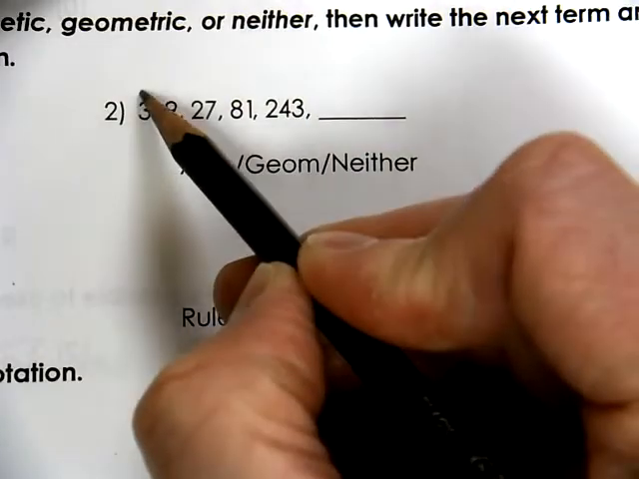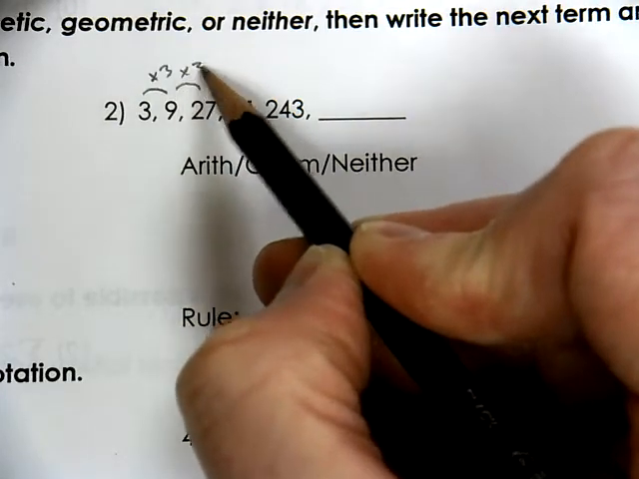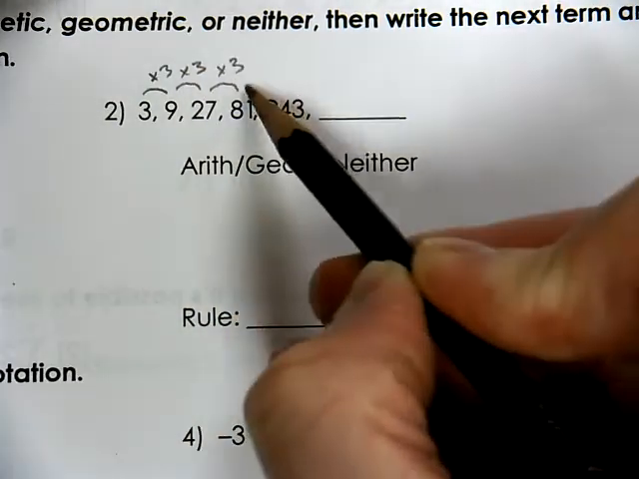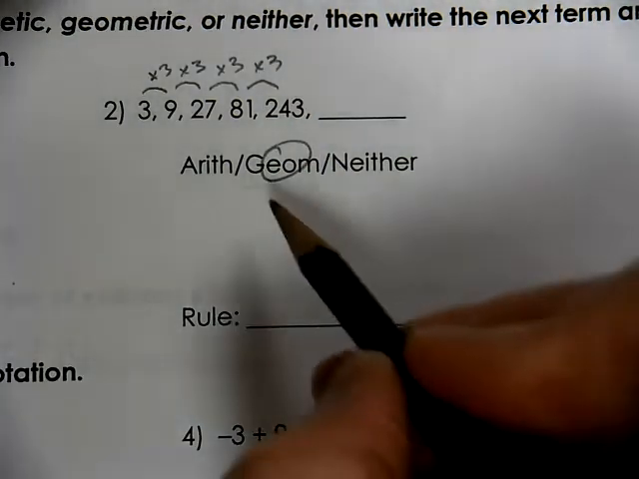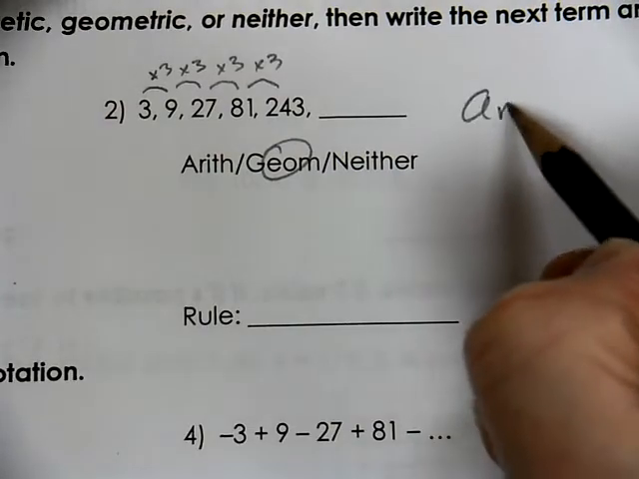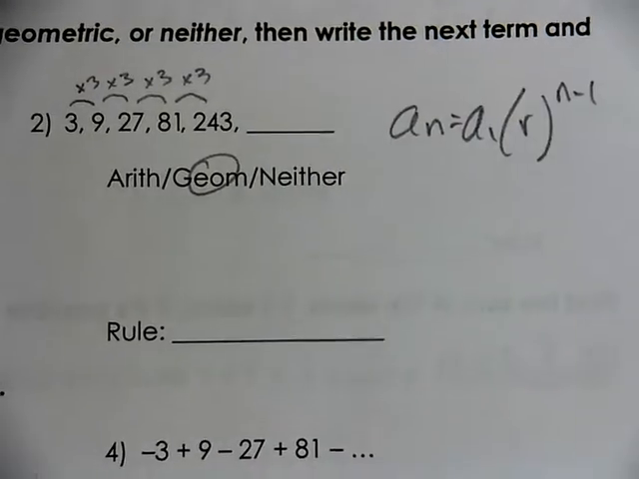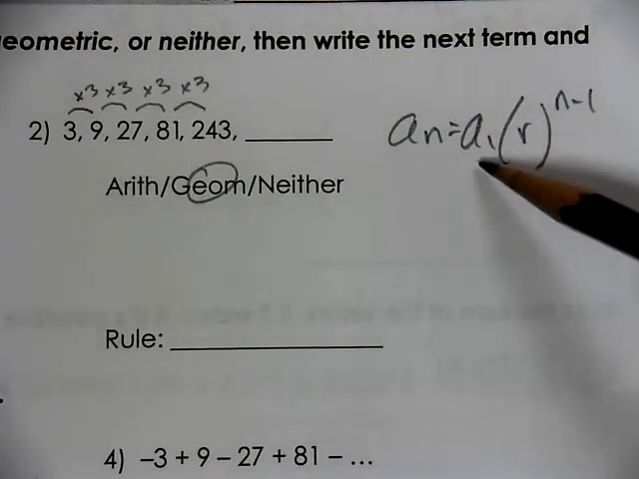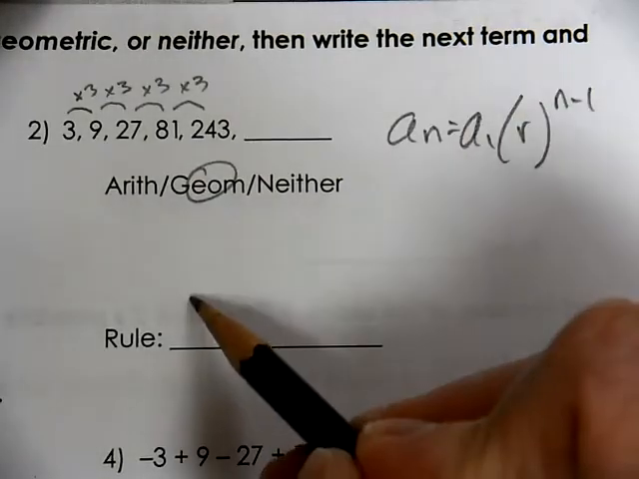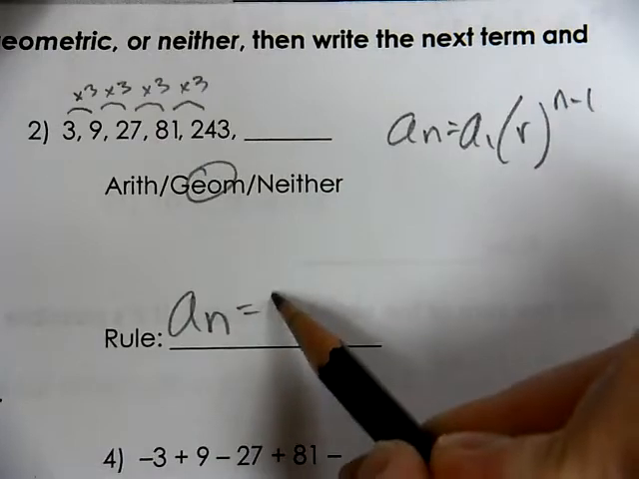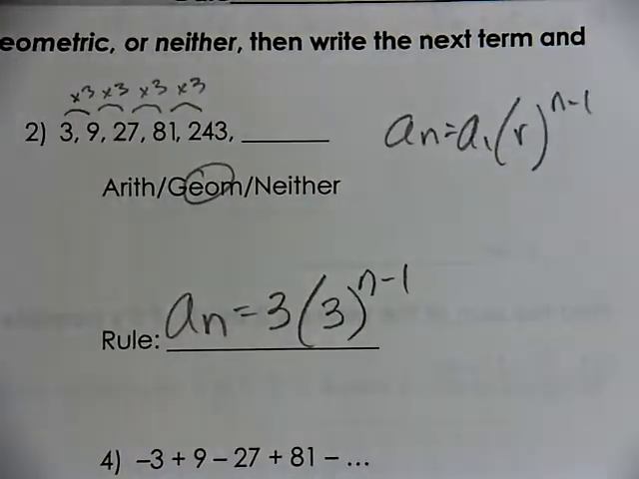In this case, I'm multiplying by 3, and I'm multiplying by 3, and I keep this pattern going. So this is clearly geometric. So geometric's a nice easy one, remember. The explicit formula for geometric is a of 1 times the ratio to the n minus 1 power. So my a of 1 is 3, my ratio is 3, to the n minus 1 power.